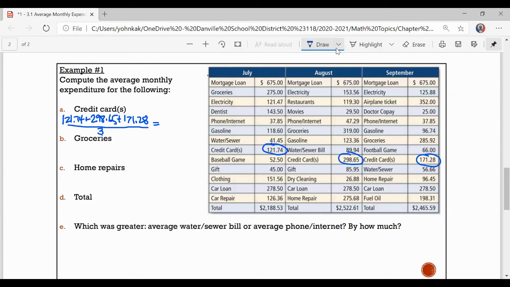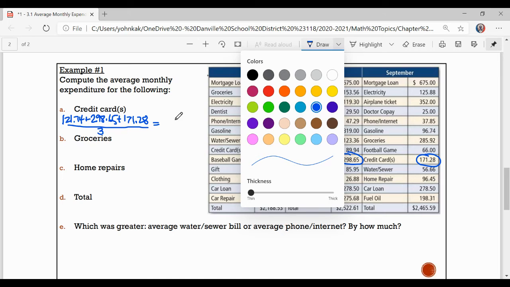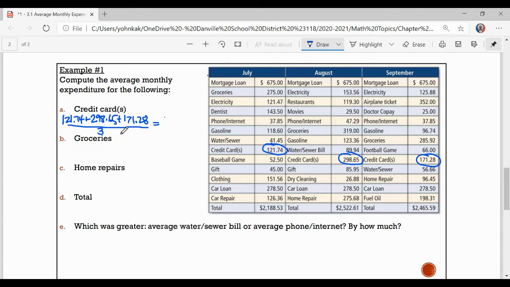I'm going to make this pen smaller because it's too fat. Okay. So I add up those three numbers, divide by 3, and I get $197.22. So average is just adding up everything and dividing by how many things you added.